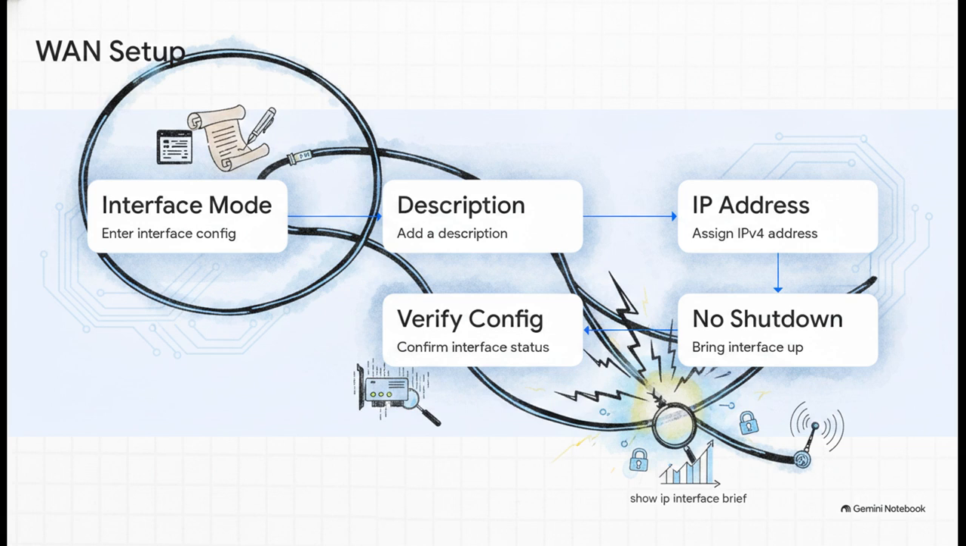Fourth, and this is absolutely critical, you must run the no shutdown command. Why? Well, on Cisco routers, all physical interfaces are administratively down by default, just as a security measure. You have to explicitly tell them to wake up. And finally, verify your work using show ip interface brief to make sure the link is actually up and running.